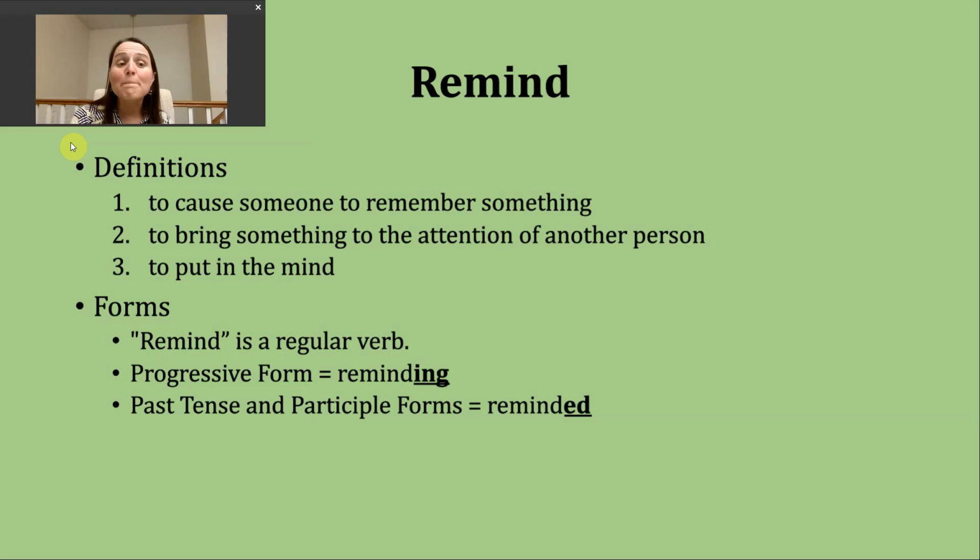You should know that remind is a regular verb. To make the progressive form, you would just add ing to form reminding. The past tense and participle forms of this verb can be made by adding ed. Our base verb, remind, ends in a voiced d sound. So our ed ending is going to make an id sound. And we're going to add an extra syllable as we say this past tense and participle form. Reminded, reminded.